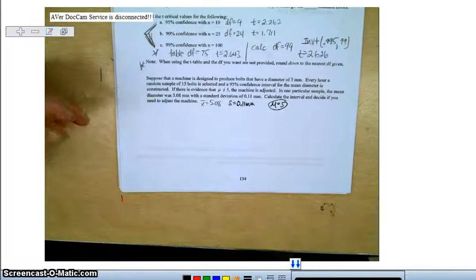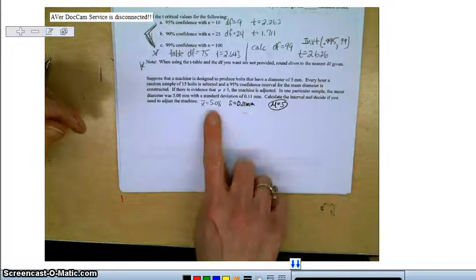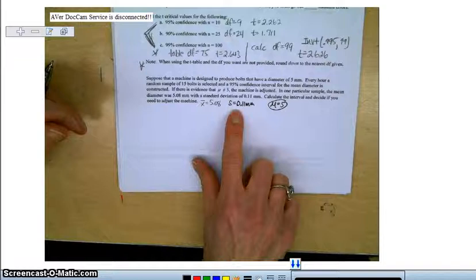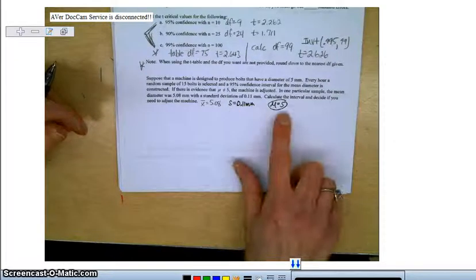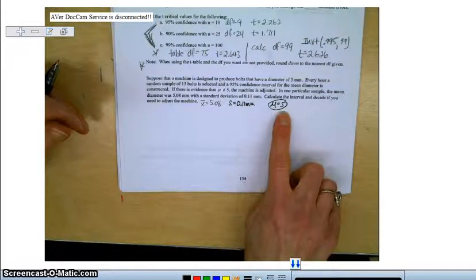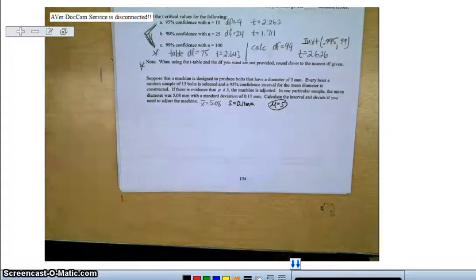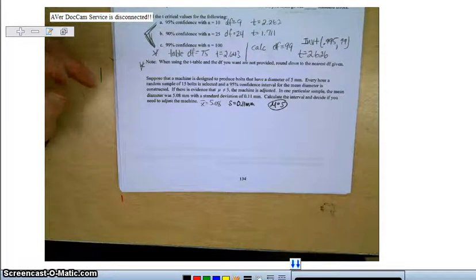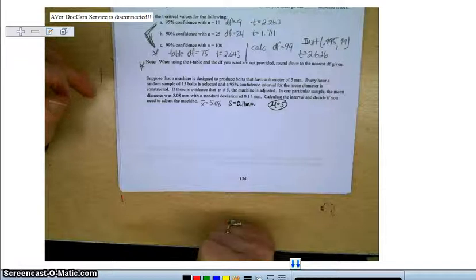In other words, really what we need to do is write a confidence interval based on this sample information, and then say, is that number in the confidence interval? Is 5 in the confidence interval? Because if it is, then the bolt machine is capturing 5 more times than not. If 5 is in the interval, the machine is probably good. If 5 is not in the confidence interval, we probably need to adjust the machine.